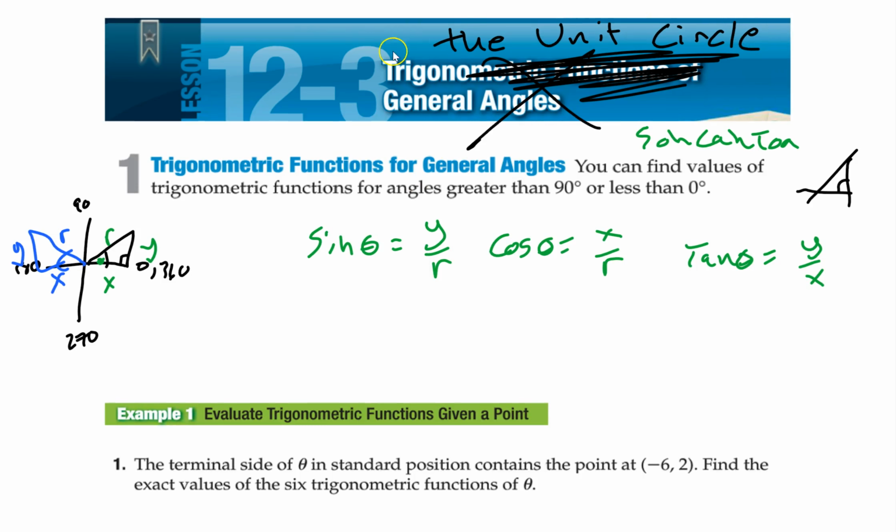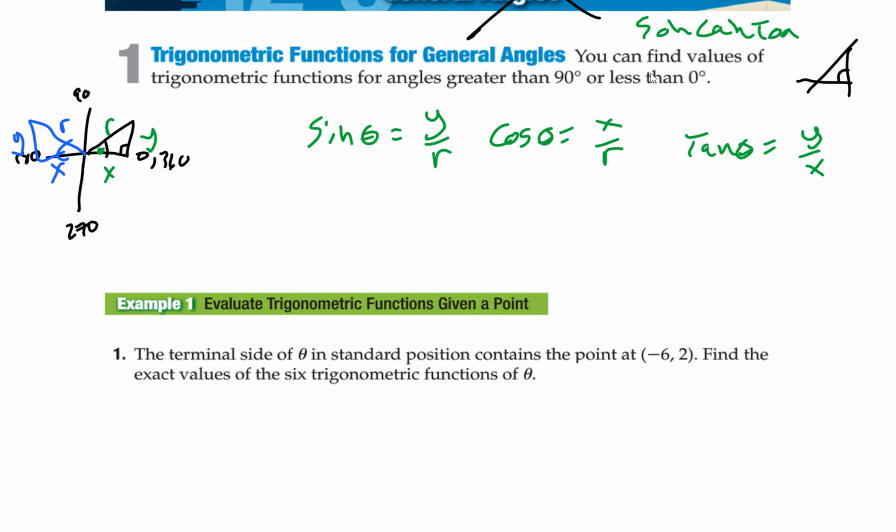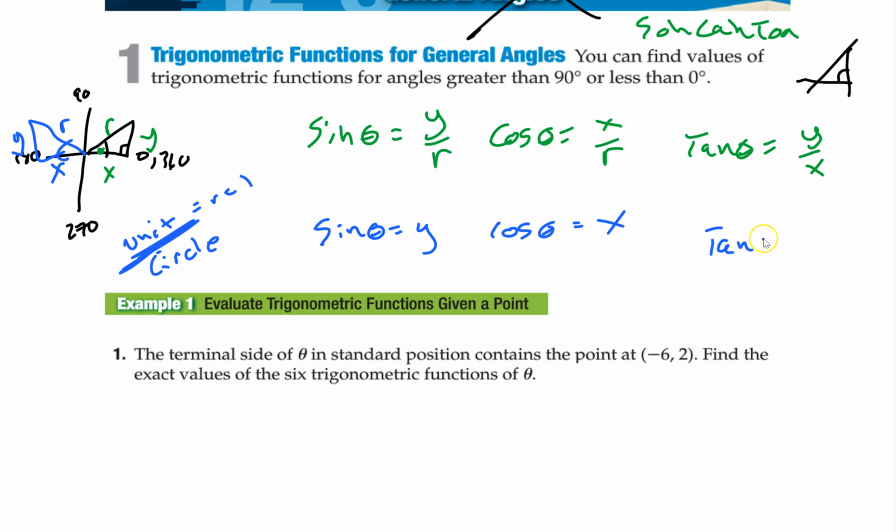Now, like I said, this lesson is called the unit circle, and what that means is that the radius is going to be 1. So there are special cases when we're talking about the unit circle. Unit means r equals 1, a length of 1 unit. So in that case, when the radius is 1, we have sine theta equals y, cosine theta equals x. Tan is the same, but if you notice, tan is y over x, and y is sine, x is cosine. So tan, you can also say, is just sine over cosine.